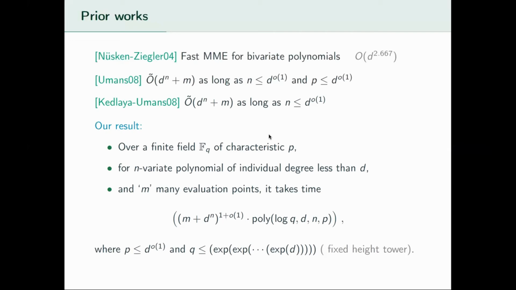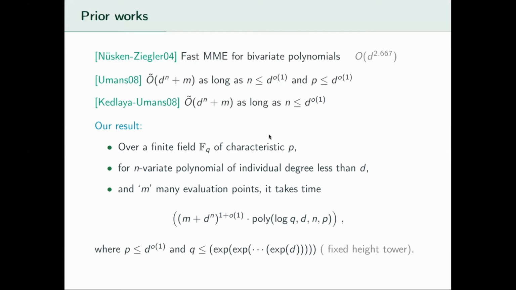And again, we get some field constant, that is, the characteristic has to be upper bounded by d^o(1). Along with that, our field should not be very large. So for all practical purposes, we can handle large size fields, but it should not be too large. It is basically upper bounded by some exponential tower of fixed height in n and d. So we are getting some iterated log in our algorithm. That's why we are getting this sort of bound.